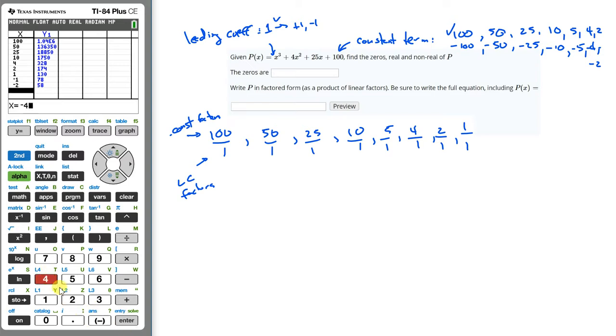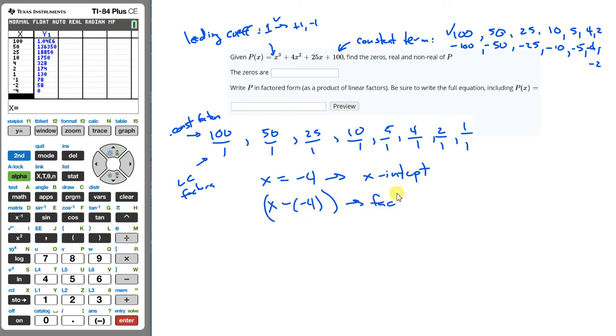Let's try -4. Ding, ding, ding. Did you hear a bell? What's the bell say? We have ourselves an x-intercept, -4, because it made the answer 0, made the height 0. So I already know that x equals -4 is an x-intercept. Now, that means that x take away -4 is a factor. And of course, we can rewrite that factor as x plus 4. Okay, so I already know that.